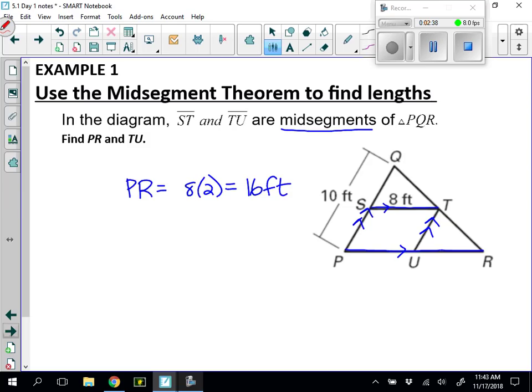I'm also trying to find the length of TU. TU is this segment. I want to find the side it's parallel to, so PQ. These two have that half or doubling effect. If PQ is equal to 10, I can take 10 and divide it by 2, and I get 5. So I know that TU is 5 feet.